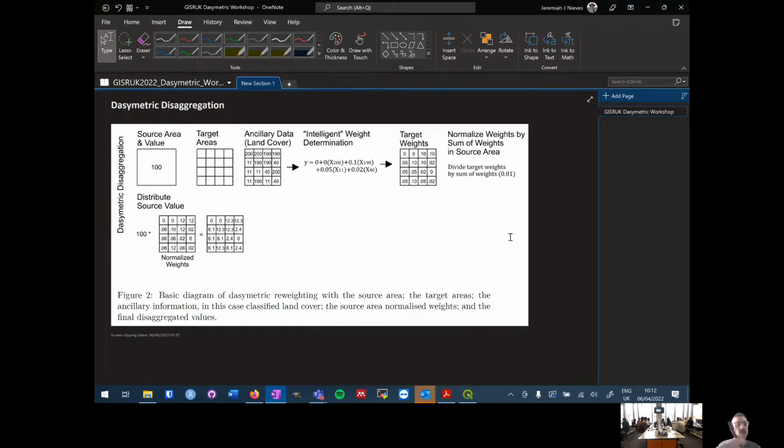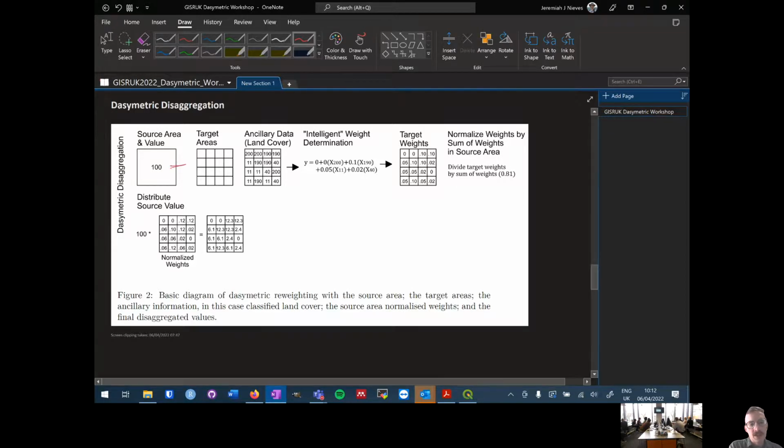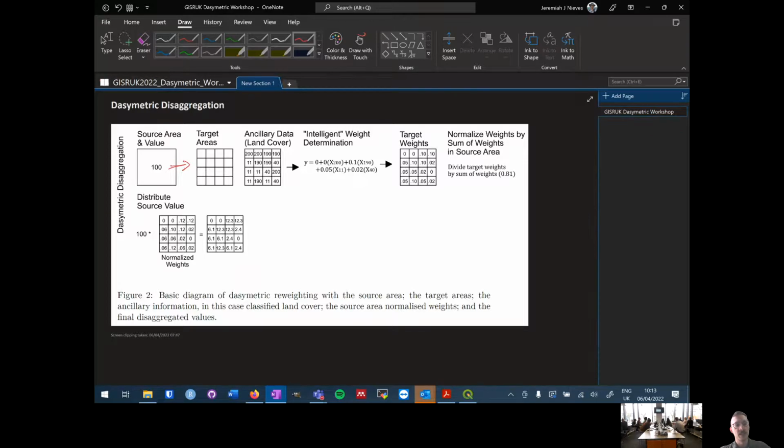So dasymetric disaggregation is essentially saying, okay, we've got a source area and a value, or source areas and values, and corresponding target areas that are within them. So this figure, which is also from the vignette, we're going to look at just one area, but it can be generalized to multiple areas as well. It's the same procedure, just applied repeatedly. So essentially the idea is, how do we get from source areas to target areas? Again, if we're not doing it by proportional area, how do we come up with weights for this?